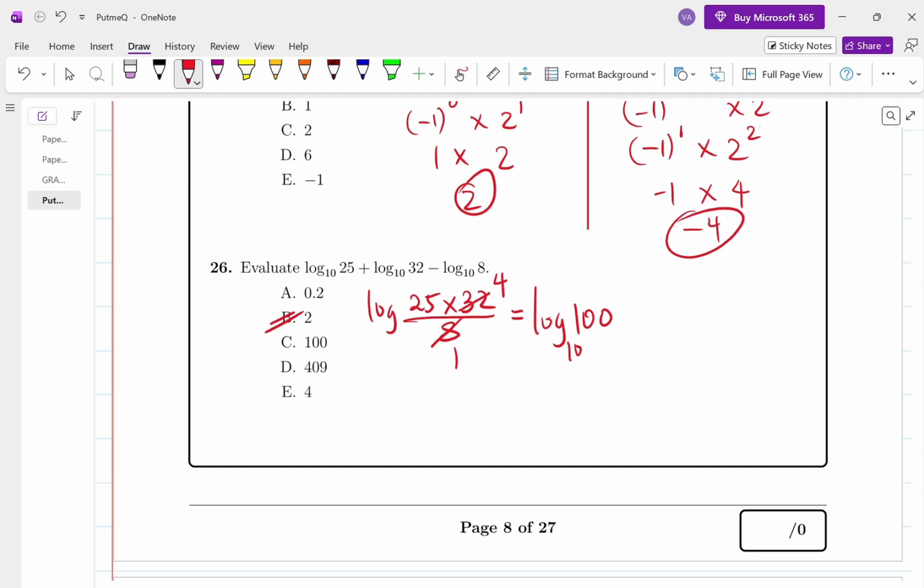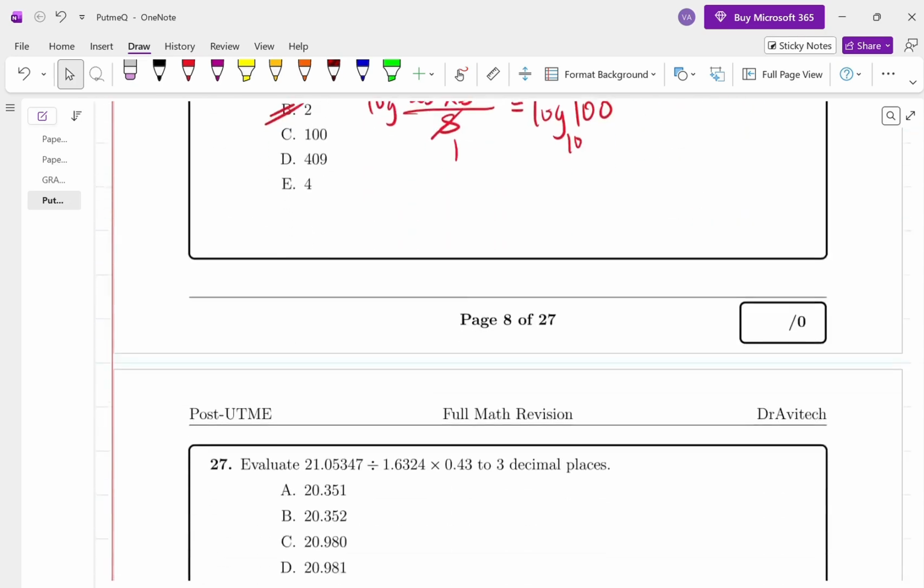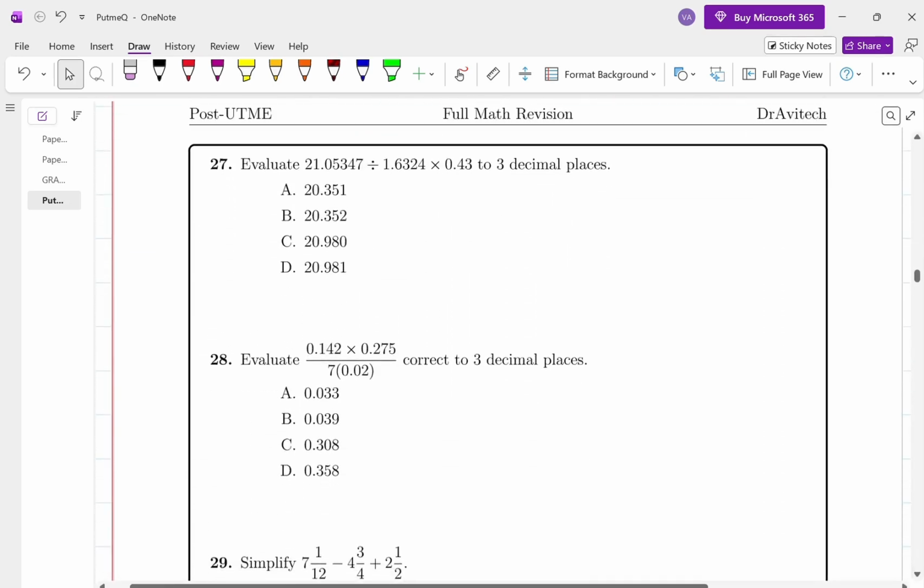Next. So the next one says evaluate 21.05347 divided by 1.6324 times 0.43 to 3 decimal places. Okay, so we're asked to do this. All right. Now, basically, I think there's an error in the options.